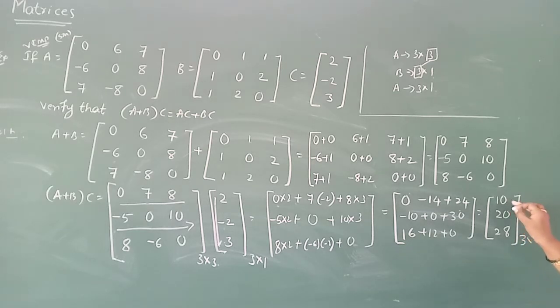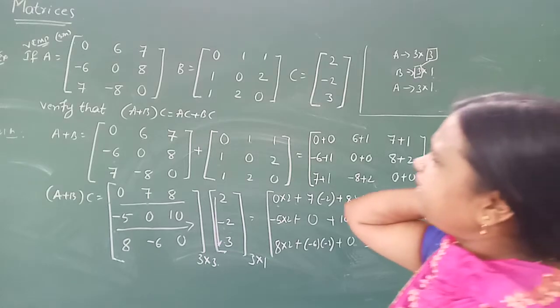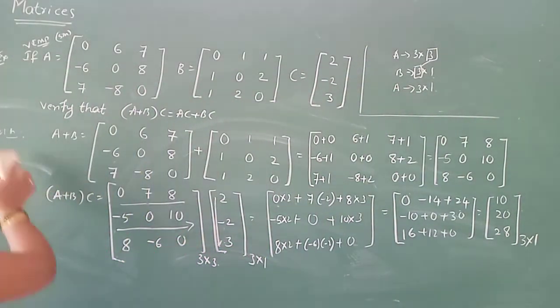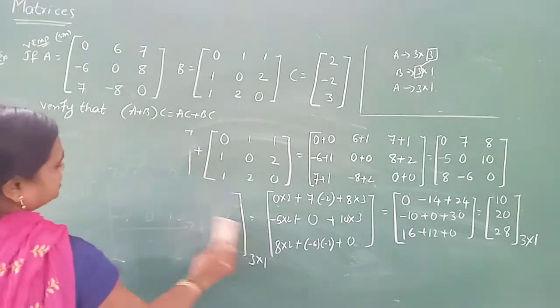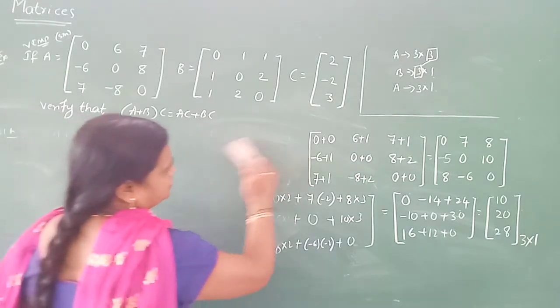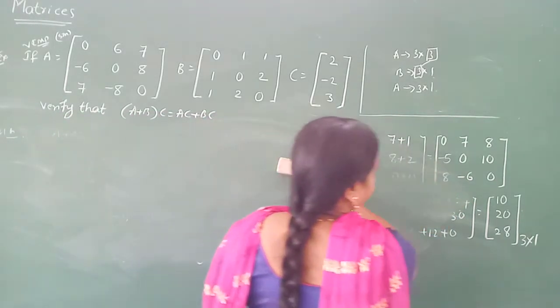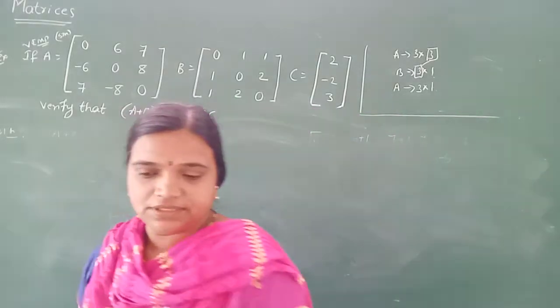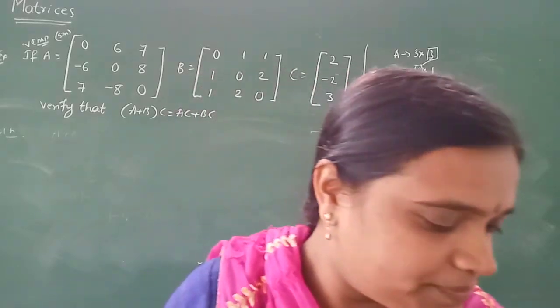These are the order. How many rows? 3. And how many columns? 3 cross 1. In this way, we will get the answer. (A plus B) C is 10, 20, 28. Okay. Verify. Is it AC plus BC also? We will get 10, 20, 28. If we get that, then (A plus B) C is AC plus BC.